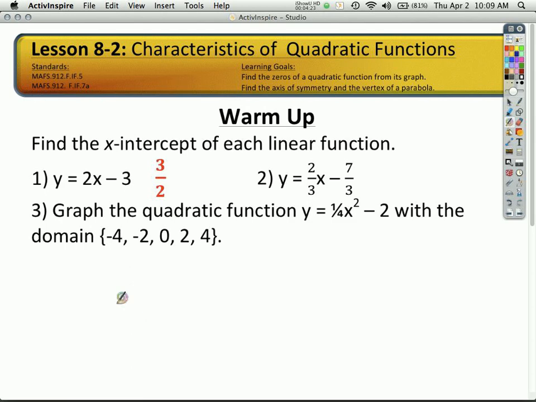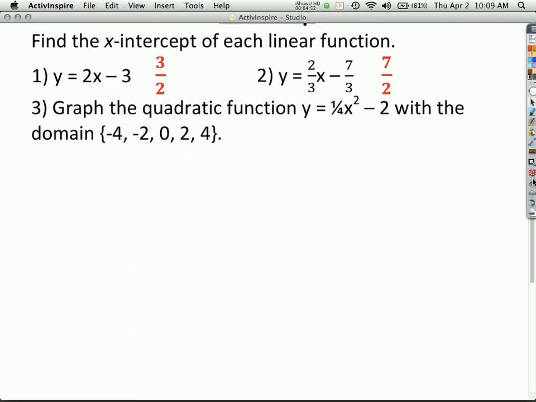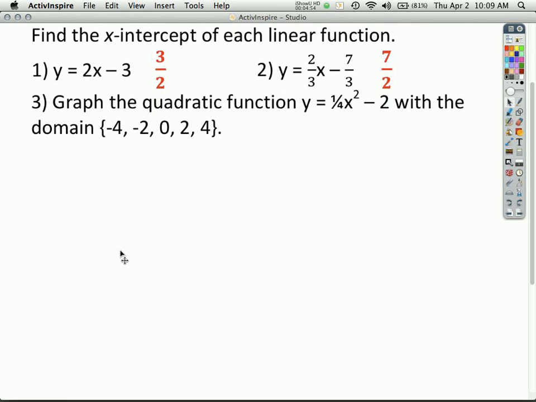Number 2, I've got student 2, 12, and 7. Student number 2, what did you get? Student number 12? Student number 7? 7/2. Number 3 does not lend itself very well to sharing out, so I will just reveal the graph.